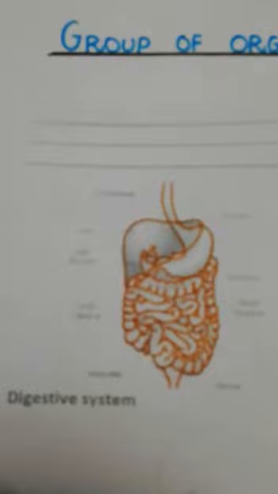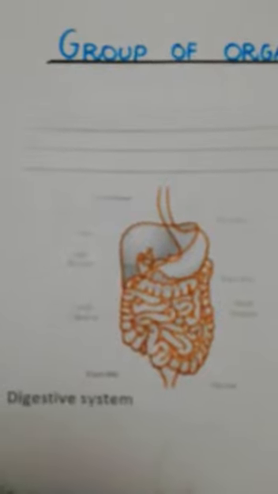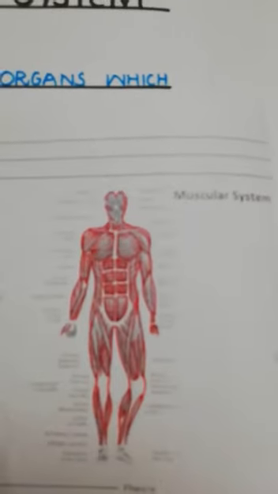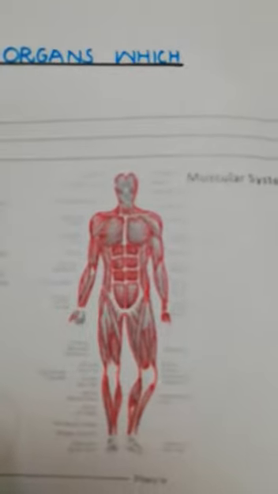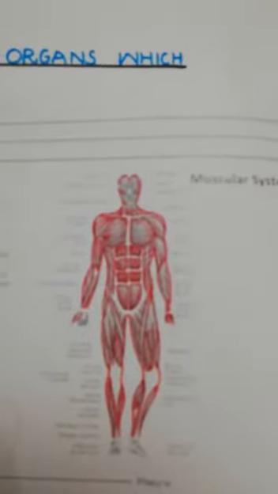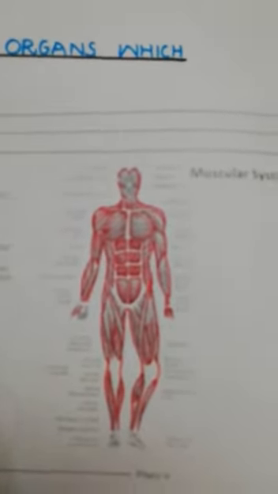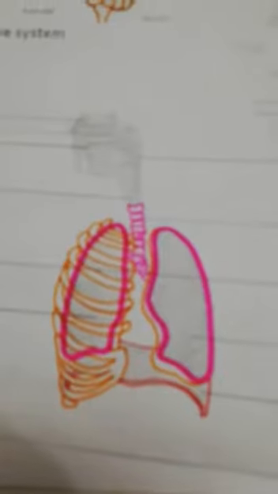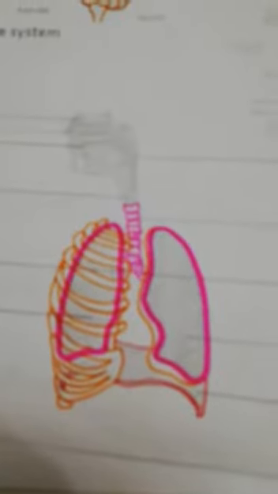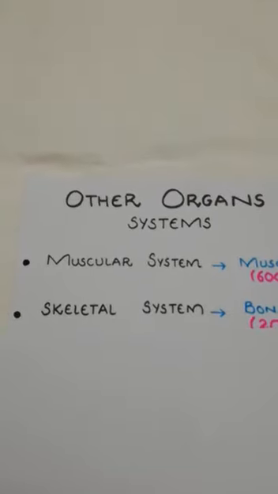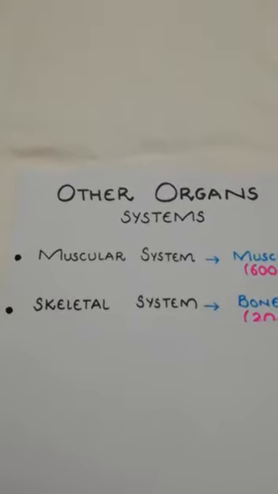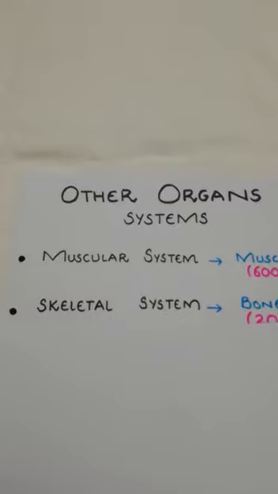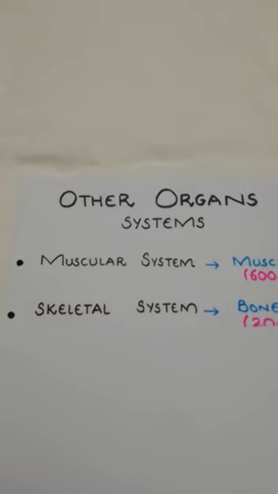Students, this is the diagram of digestive system. This is how a muscular system of a human body looks like. And this is how the respiratory system looks like. The two are the lungs. Some other systems of the human body are the next one, the muscular system and skeletal system.